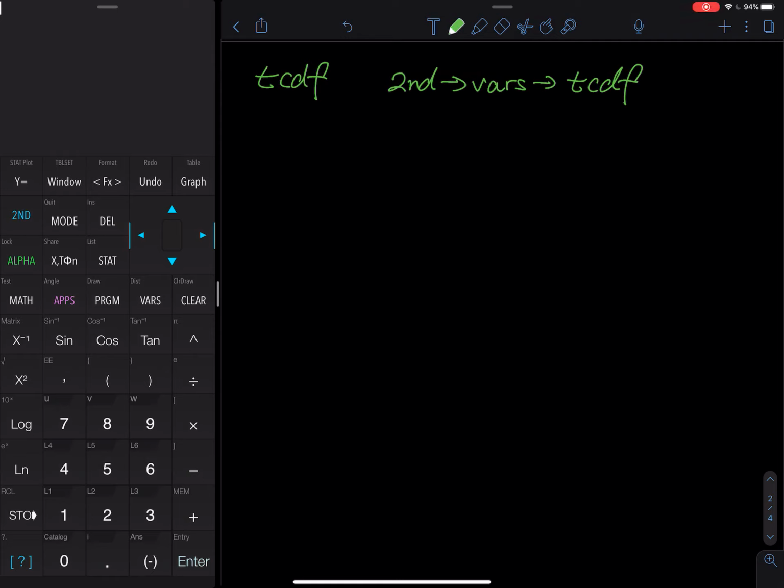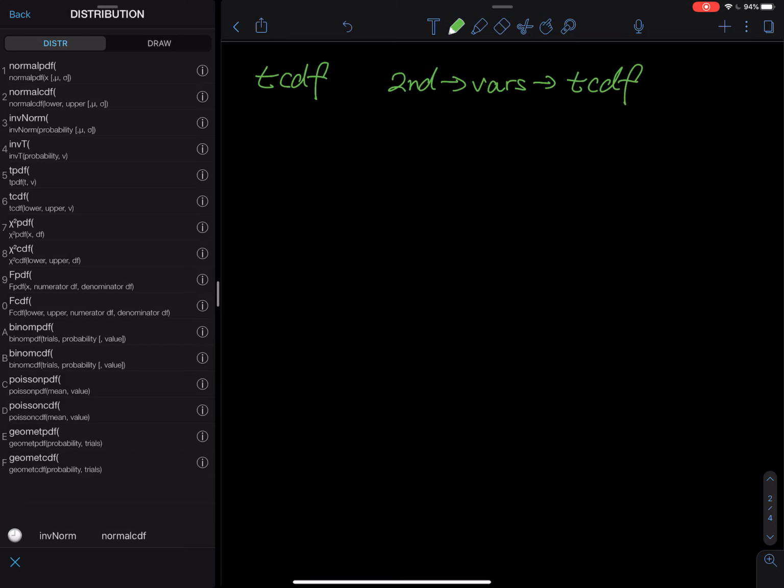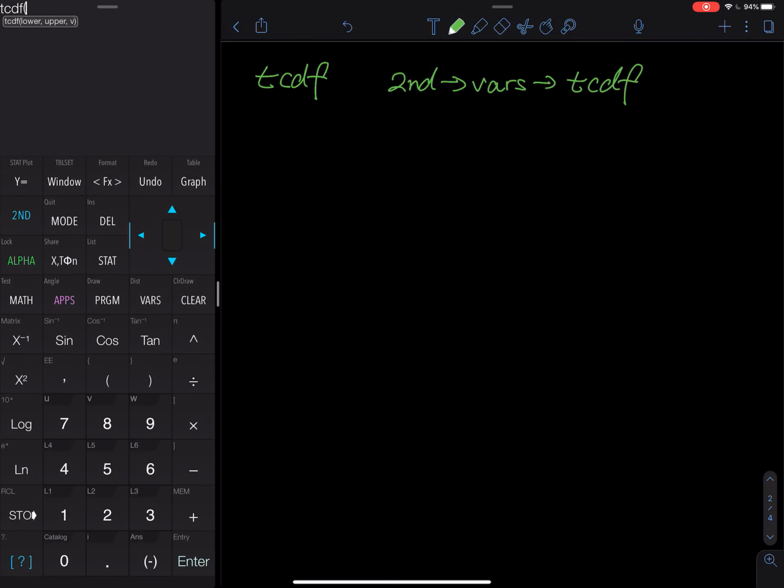I want to quickly talk about how to use the tcdf. To find the tcdf, you go to second vars and then you look for tcdf, which is right here. And then let's do an actual example.